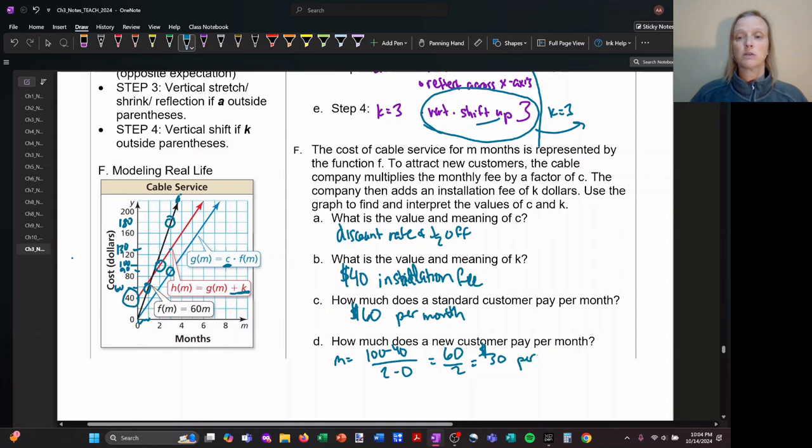And of course, we could have just taken our answer from part C and combined it with our answer to part A. $60 per month is what the standard customer pays, but we got half off, so we're only paying $30 per month. And so that's how we can use these graph transformations in a real world context. I hope this helps.